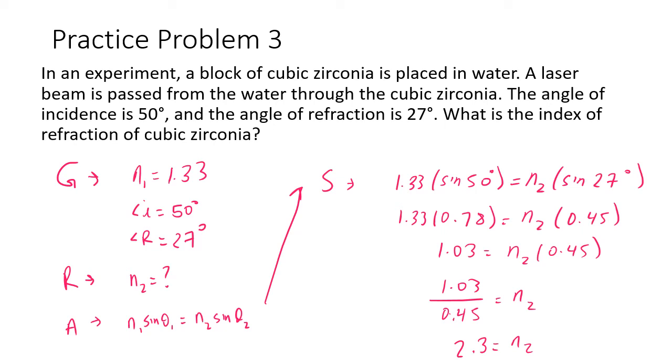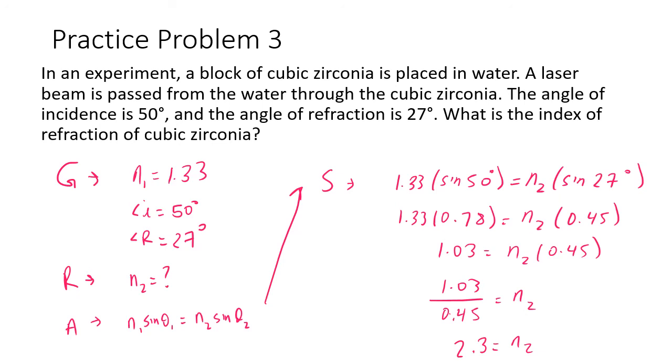So I'm going to write down everything I know. I know that the index of refraction of water is 1.33. I know that my angle of incidence is 50 degrees. I know that my angle of refraction is 27 degrees, and I'm asked to find the index of refraction, which is N2. I'm going to write down my formula, N1 sine theta 1 is equal to N2 sine theta 2, and I'm going to plug in everything that I know.